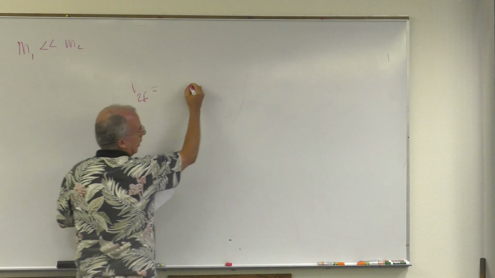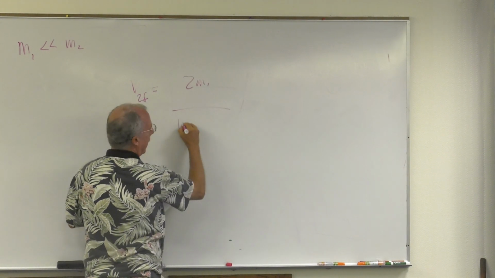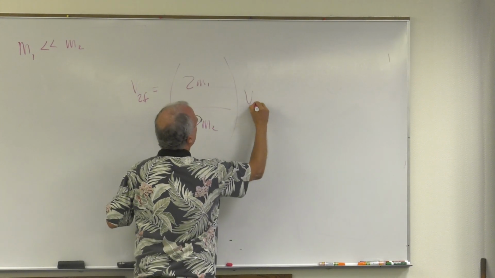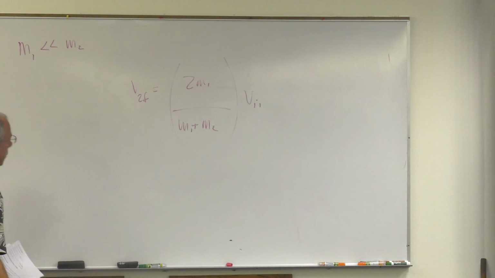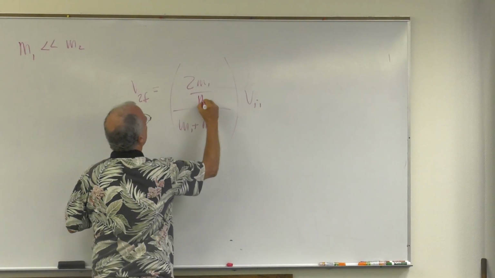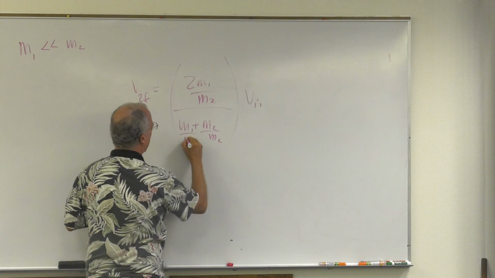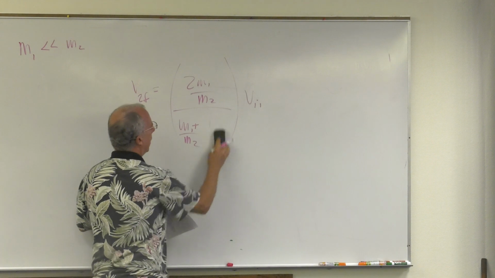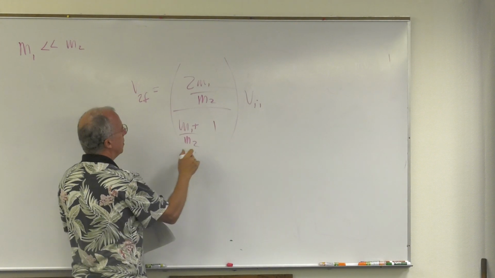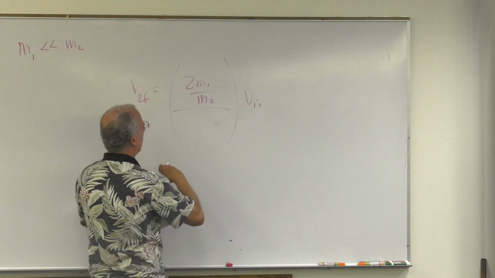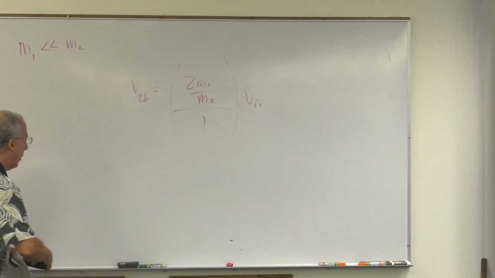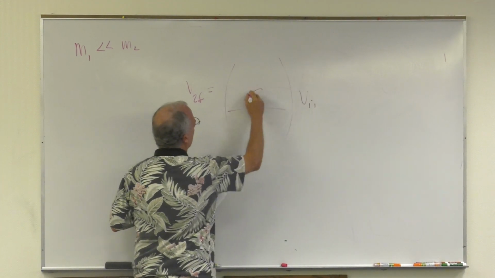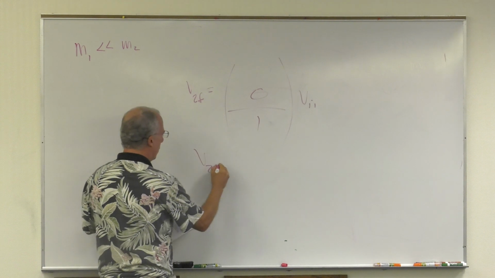V2 final equals 2M1 over (M1 plus M2) times V1 initial. Again, you divide by the larger of the two, M2. Let's do the denominator first. M2 over M2 is 1. M1 over M2 is 0. 0 plus 1 is 1. So we have a 1 on the bottom. But what do we have in the numerator? M1 over M2 is 0, so the numerator is just 0. So therefore, V2 final is 0.